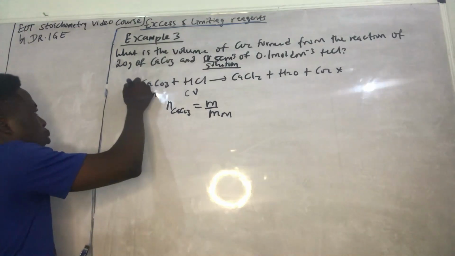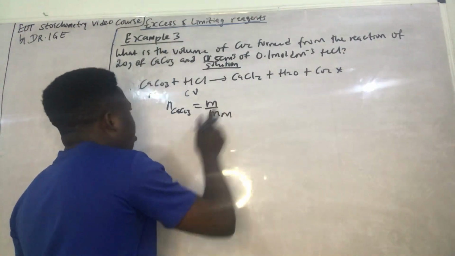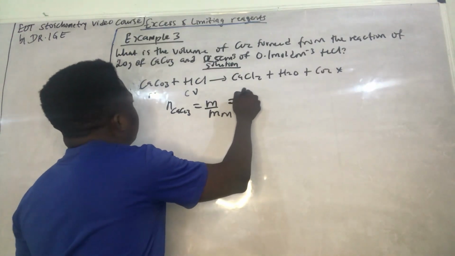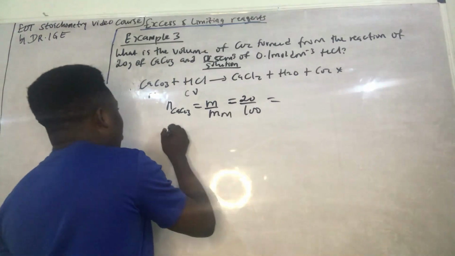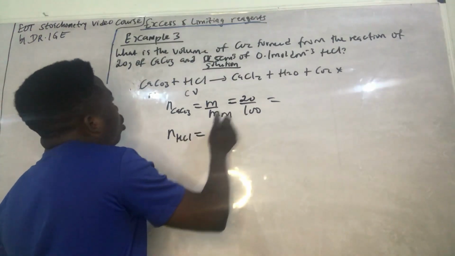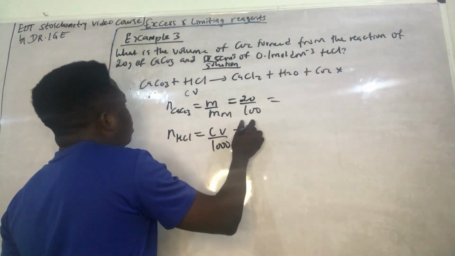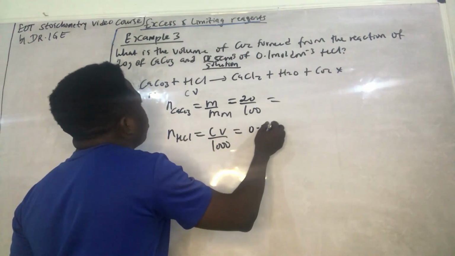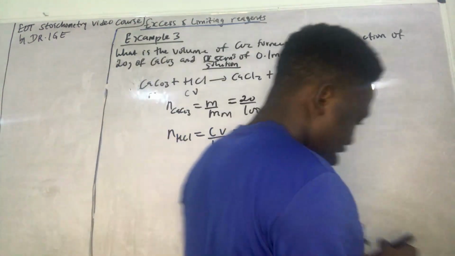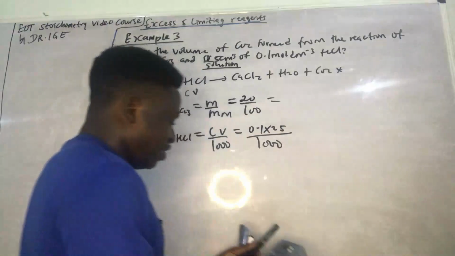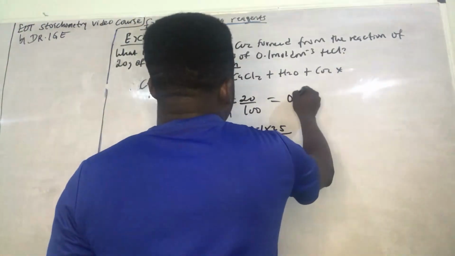But in case you have 2 here, when you look for the number of moles, you divide by 2. So, this is mass over molar mass. What is the mass here? It's 20. The molar mass of CaCO3 we should know by now is 100. What about for HCl? Because they are giving C and V, this one is CV over what? 1000. What is C? 0.1. What is V? 25. And 1000. Okay, let's go to the calculator. 20 divided by 100 is 0.2 moles.